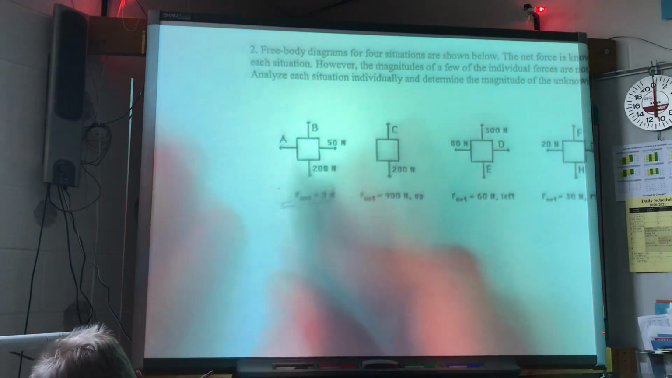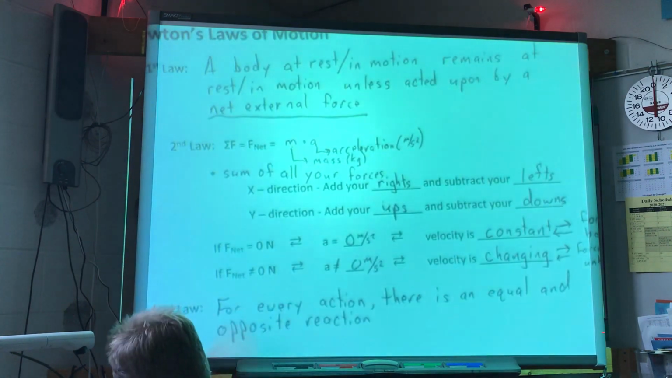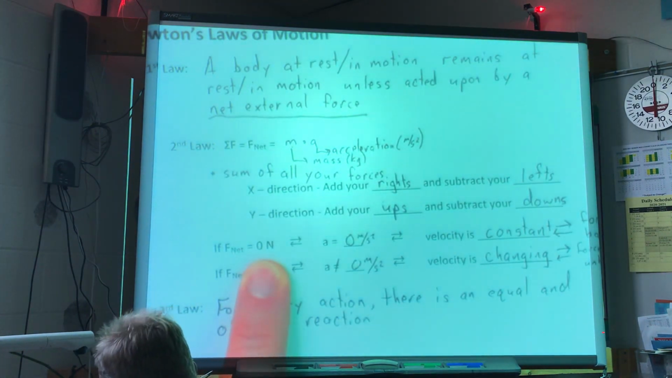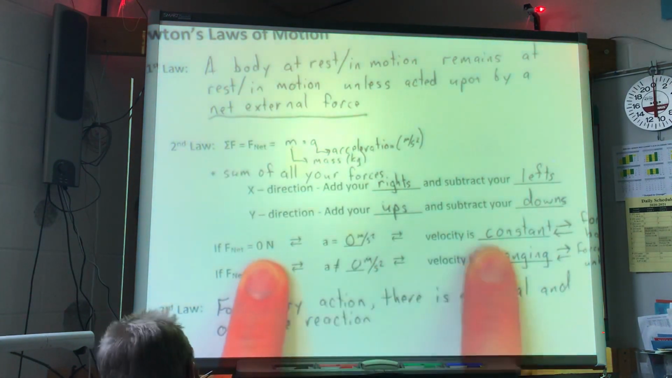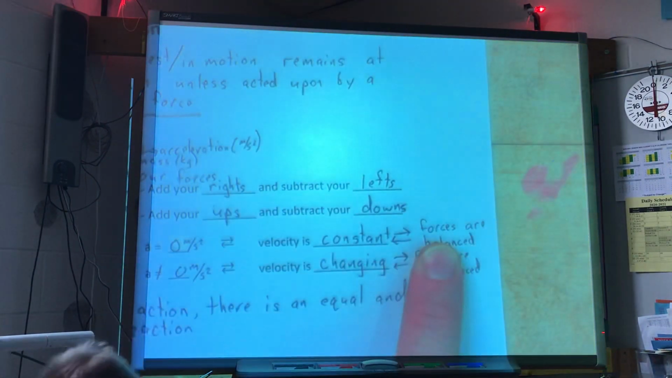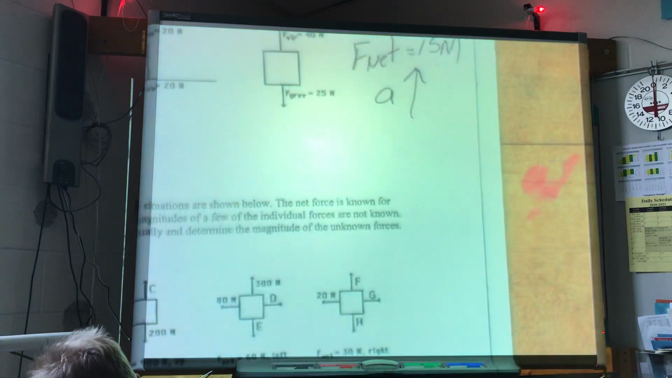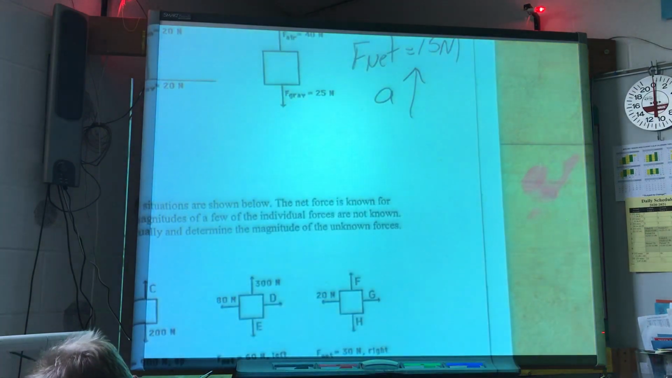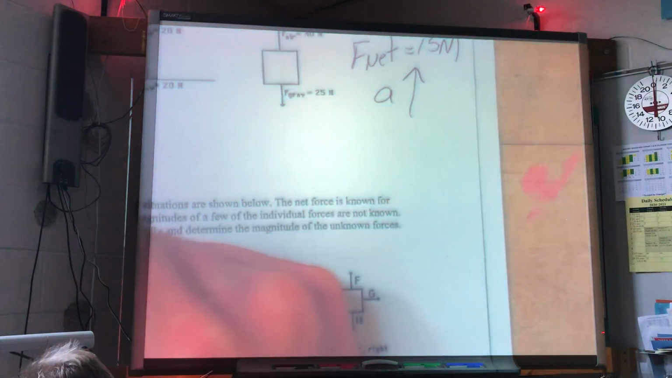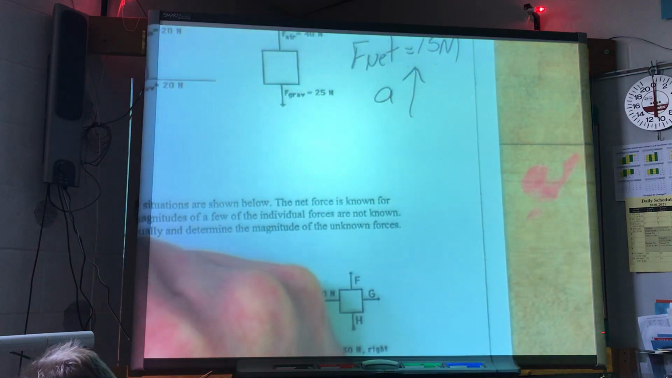So my F net is 0, which, just to remind you, if my F net is 0, that means my acceleration is 0, which means my velocity is constant, and it means that all my forces are balanced in both the x and the y direction. So if my F net is 0, and if my right is 50, that means my left must be 50. So A is equal to 50.